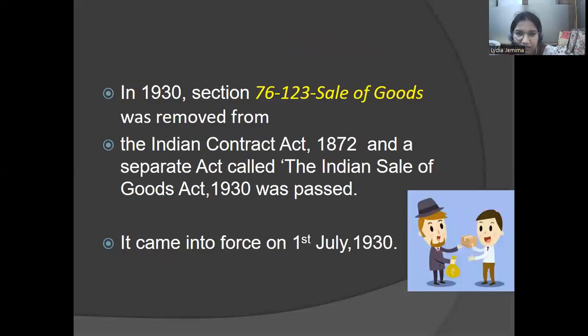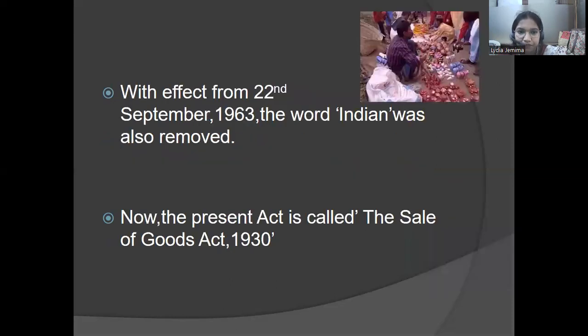Now in 1930, sections 76 to 123, sale of goods, were removed from the Indian Contract Act of 1872, and a separate act called the Indian Sale of Goods Act of 1930 was passed. It came into existence on 1st July 1930. With effect from 22nd September 1963, the word Indian was also removed. Now the present act is called the Sale of Goods Act 1930. That is a brief history of how the Sale of Goods Act came into picture.